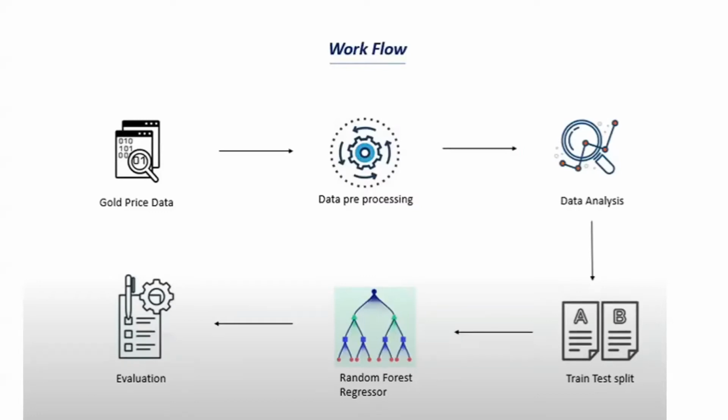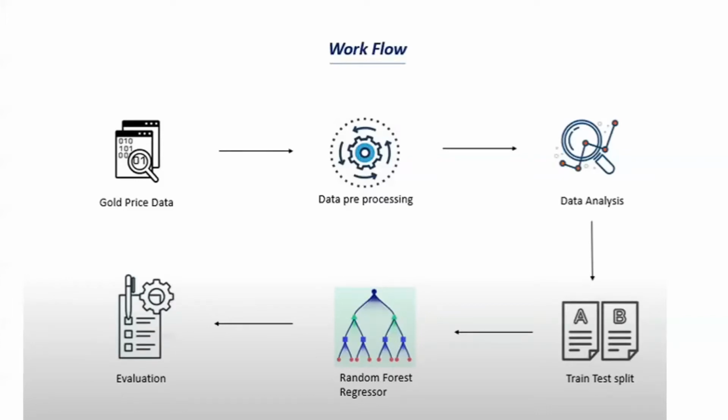We will be seeing in the data analysis part the correlation and the data visualization techniques we will do. After that, we will apply train test split. We will split the data into training and test data. We will be using training data to train our machine learning model, and we need to evaluate our model with test data. In this case, we are going to use random forest regression model.